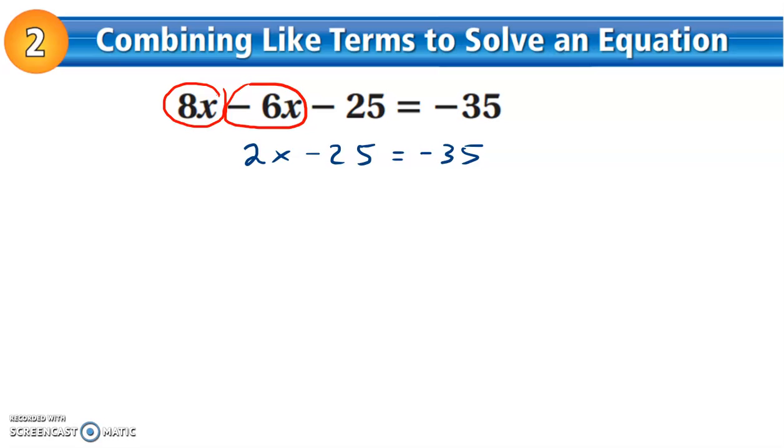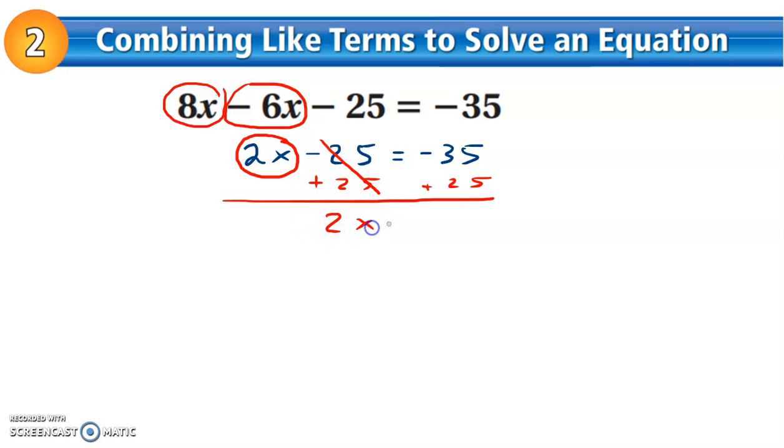Now we want to circle the variable term and eliminate what's outside. So plus 25. Remember, write that underneath what it is you're doing. Cancel out the 25. Now we have 2x left is equal to -10.